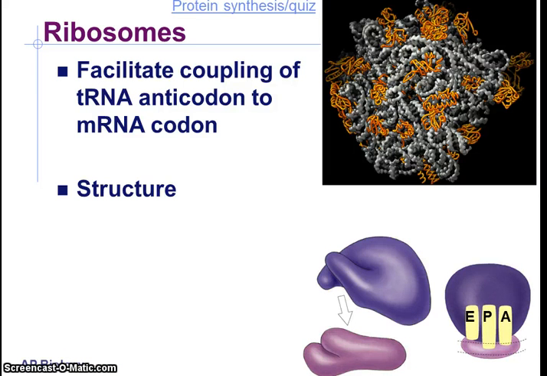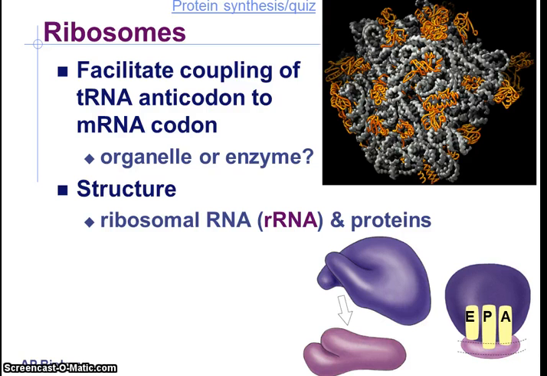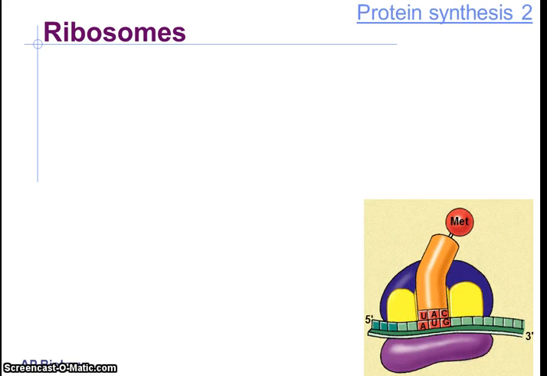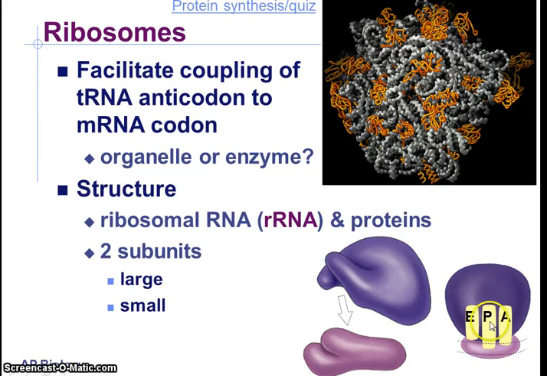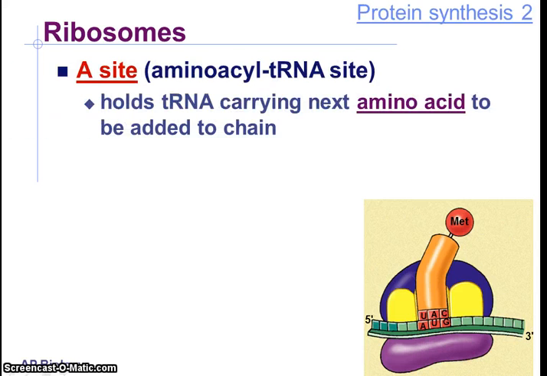So the ribosomes facilitate the coupling of tRNA anticodon to mRNA. For the structure, we have RNA and proteins, in 2 subunits, large and small. There are 3 different sites, you can kind of see them here, on the ribosome.